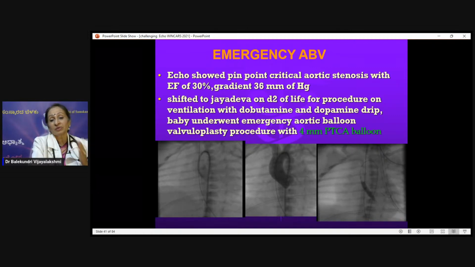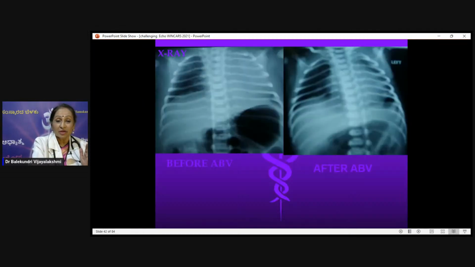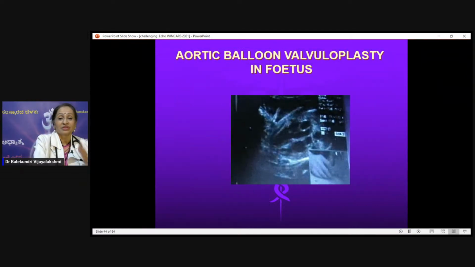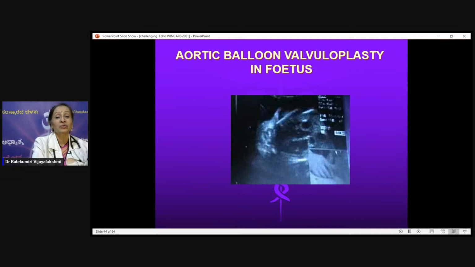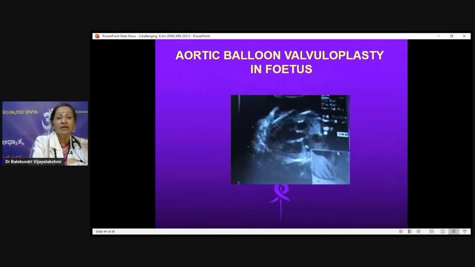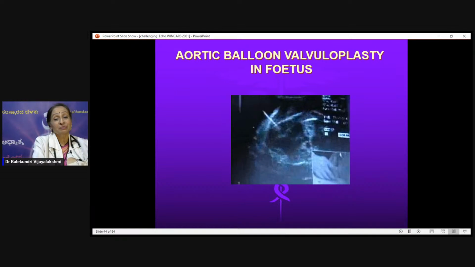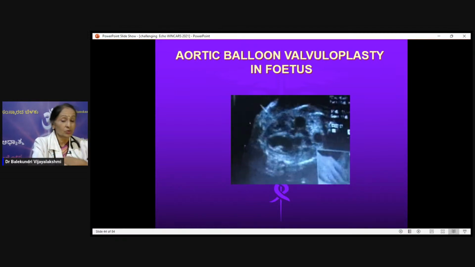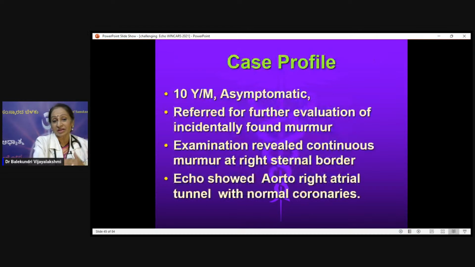And then I opened with the 4 millimeter PTCA balloon, and the x-ray improved like this. And not only that, the pinpoint aortic stenosis was opened up well. And then when the child came for follow-up, the child was running so much the mother could not catch him. So that is the result. But today, aortic balloon valvoplasty is being done in the intrauterine stage. Not only in the US, even in our country, it is being done.